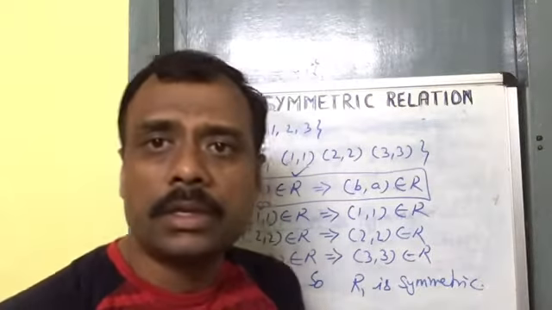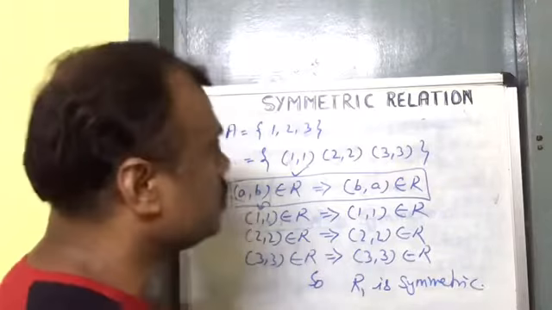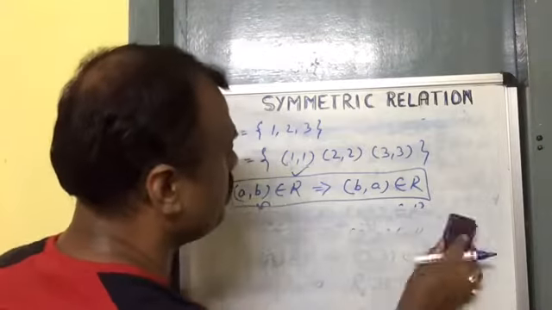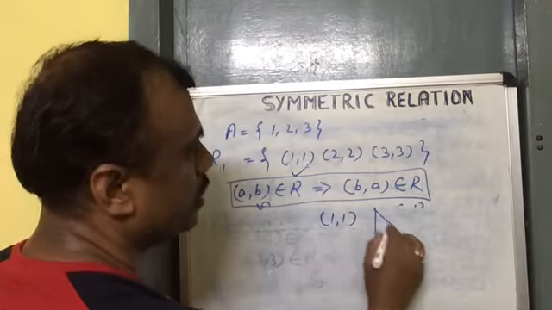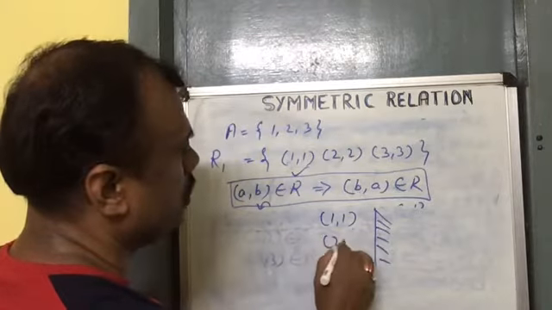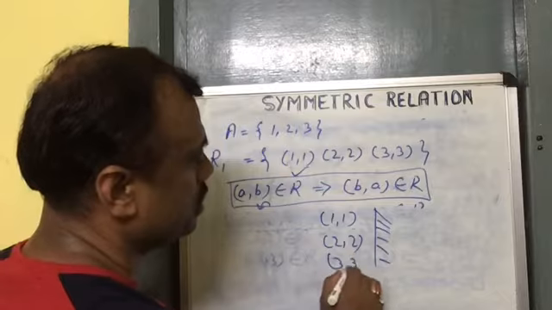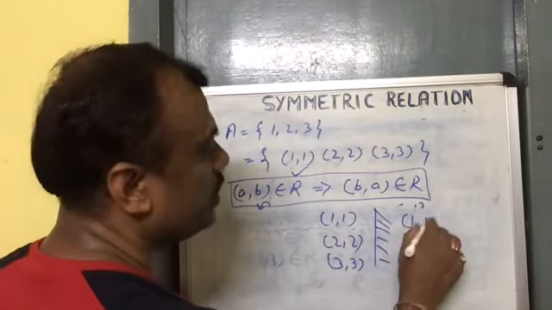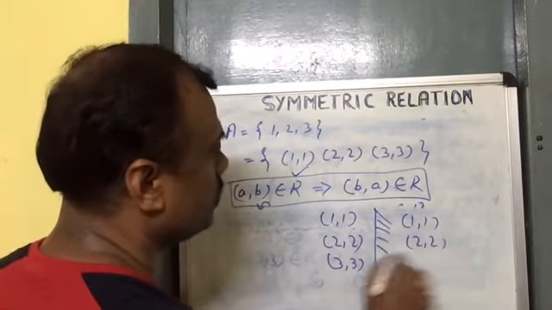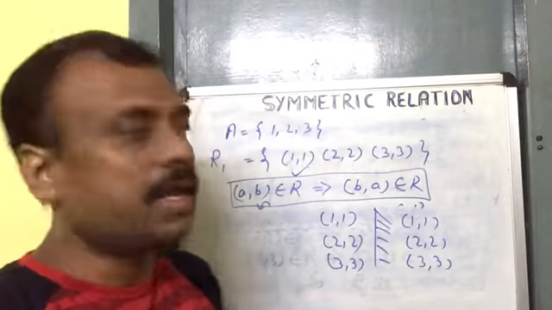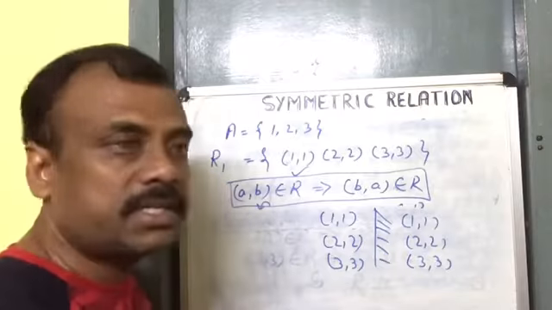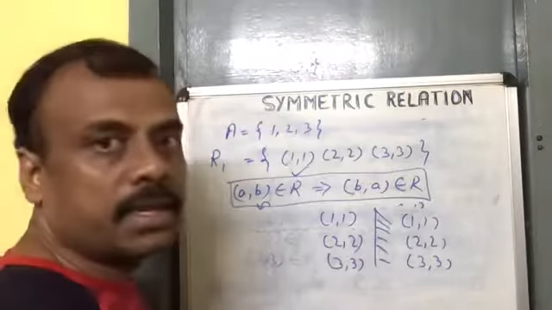We can prove it by the mirror method also. How? If I put all these elements in front of a mirror, what will be the image? For (1, 1) we will get the image (1, 1), for (2, 2) we will get (2, 2), for (3, 3) we will get (3, 3). Okay, let us try to understand these methods by another example.